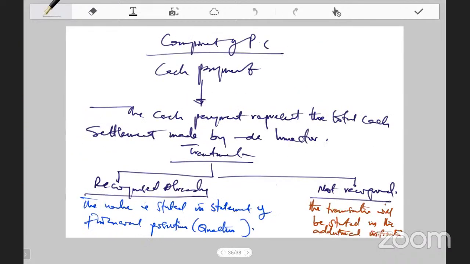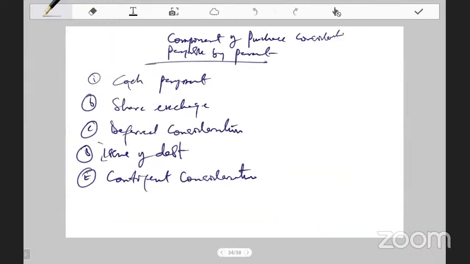Okay, Modupe, we started by saying, just a bit of recap, that in the last class, we will always have the situation that the investment cost or the investment amount paid for the subsidiary will be given. And I said in the exam, nobody will provide this for you. You will need to calculate it. And there are procedures which you use to calculate them. And these are the components. We said we can have what we call cash payment. We can have what we call share exchange. We can also have what we call deferred consideration. We can also have what we call issue of debt and contingent consideration.